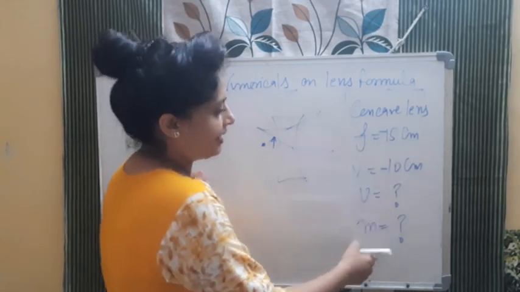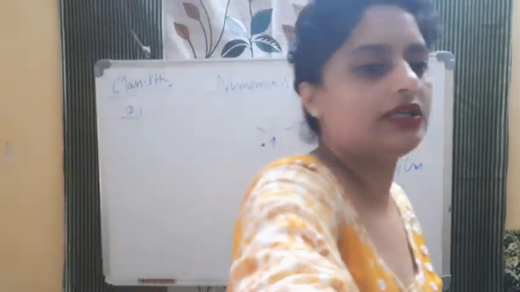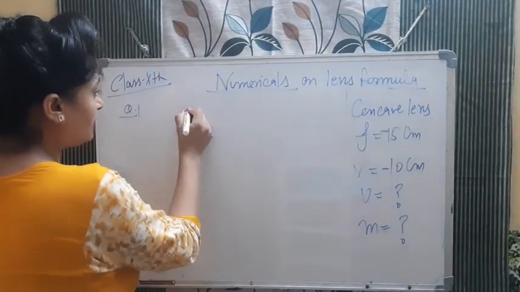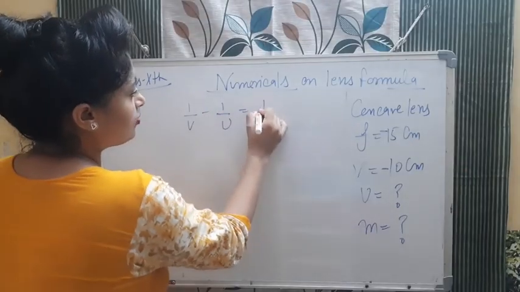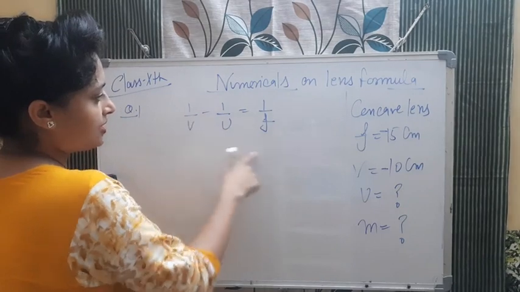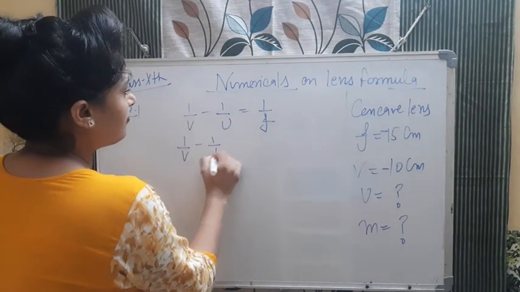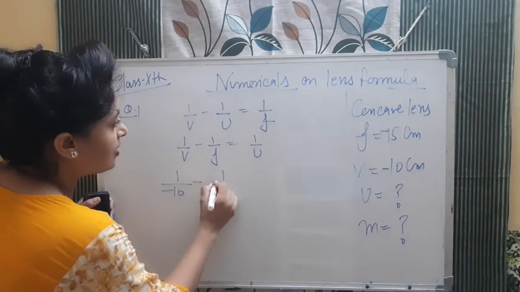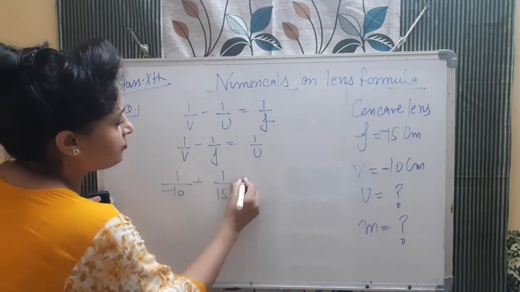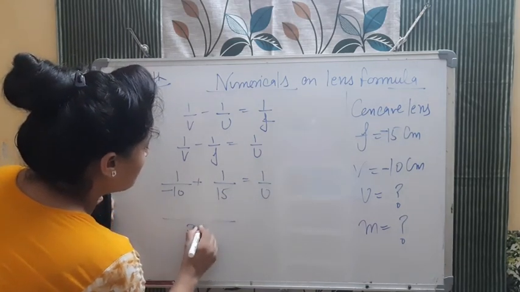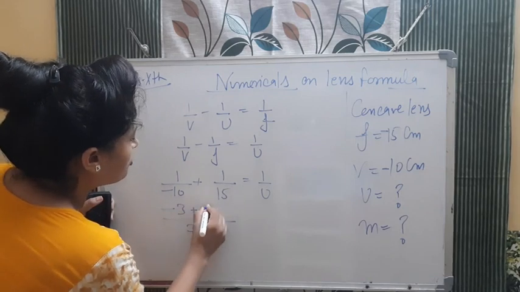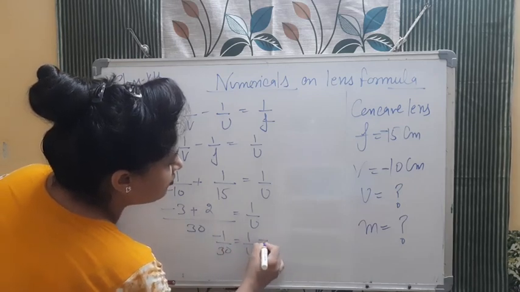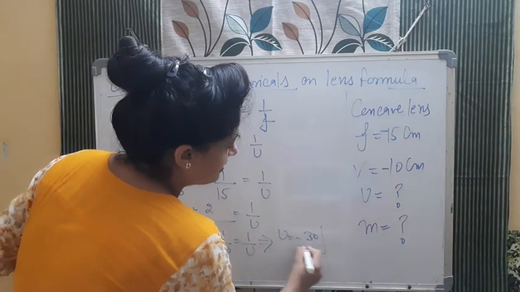What do we need to find? U and M. How will we do it? Very simple. You all know the formula. So let's start. 1 by V minus 1 by U is equal to 1 by F. We need to calculate U, so 1 by V minus 1 by F is equal to 1 by U. This will be the formula. 1 by minus 10 minus 1 by minus 15, that is minus plus 15, is equal to 1 by U. Take LCM 30. Minus 3 plus 2 is equal to 1 by U. You will get minus 1 by 30 is equal to 1 by U, and when you reciprocate this, you will get U is equal to minus 30 centimeter.